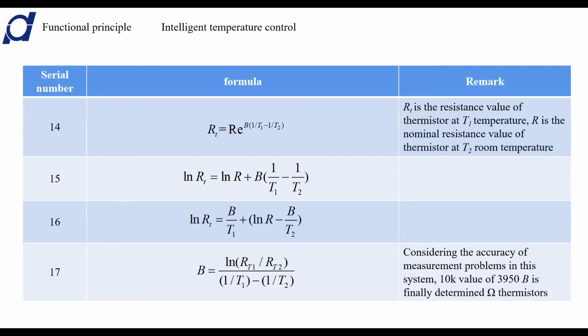The resistance calculation formula of the thermistor is shown in equation 14. Take the natural logarithm of both sides to get formula 15. After transformations, get formula 16. It can be seen that ln RT has a linear relationship with 1/T, and the slope obtained by the linear fitting is the B value of the thermistor. The formula for the B value is shown in formula 17.